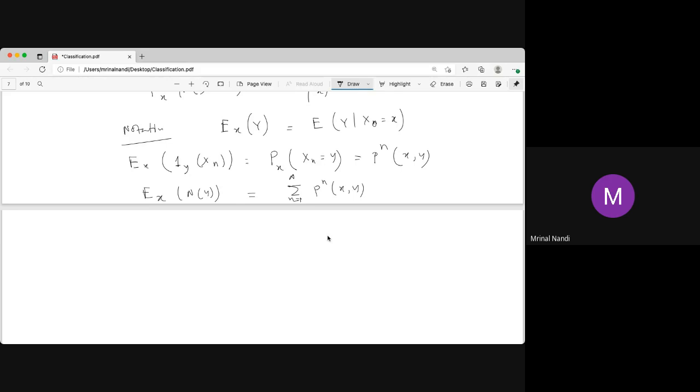Remember that p^n(x,y) is the probability after n steps from x to y, and these events are not mutually exclusive. Start from x, reach y after 1 step, after 2 steps; that is not mutually exclusive. That's why the sum of the probabilities may be greater than 1. It's not bounded by 1, since the events are not mutually exclusive. So this is very clear and an easy consequence of all these things, but it is a very important result.